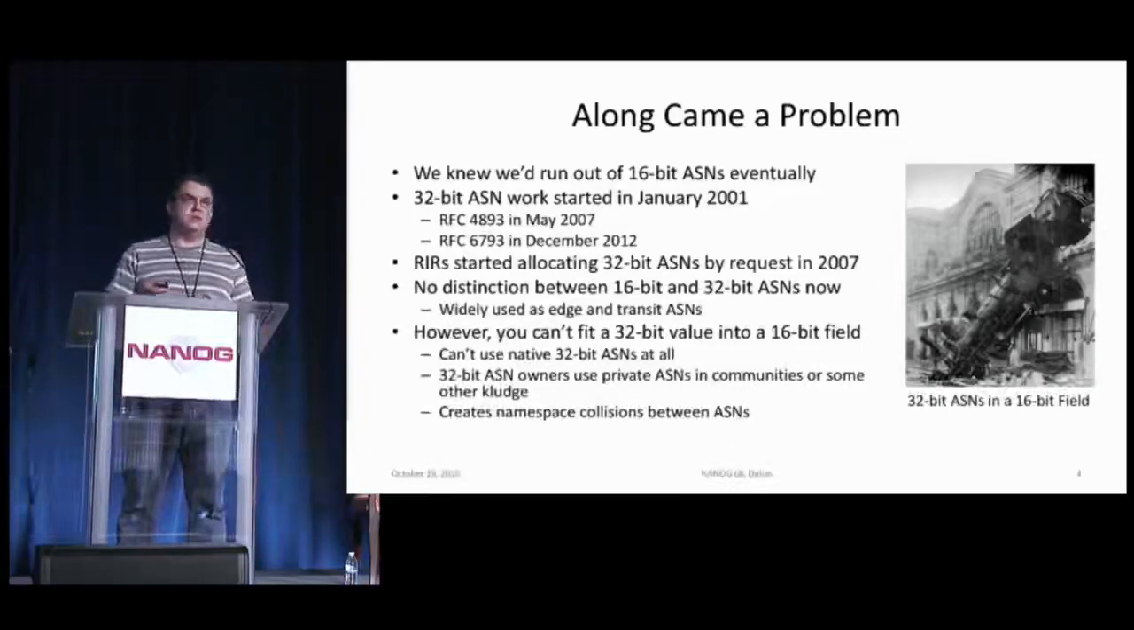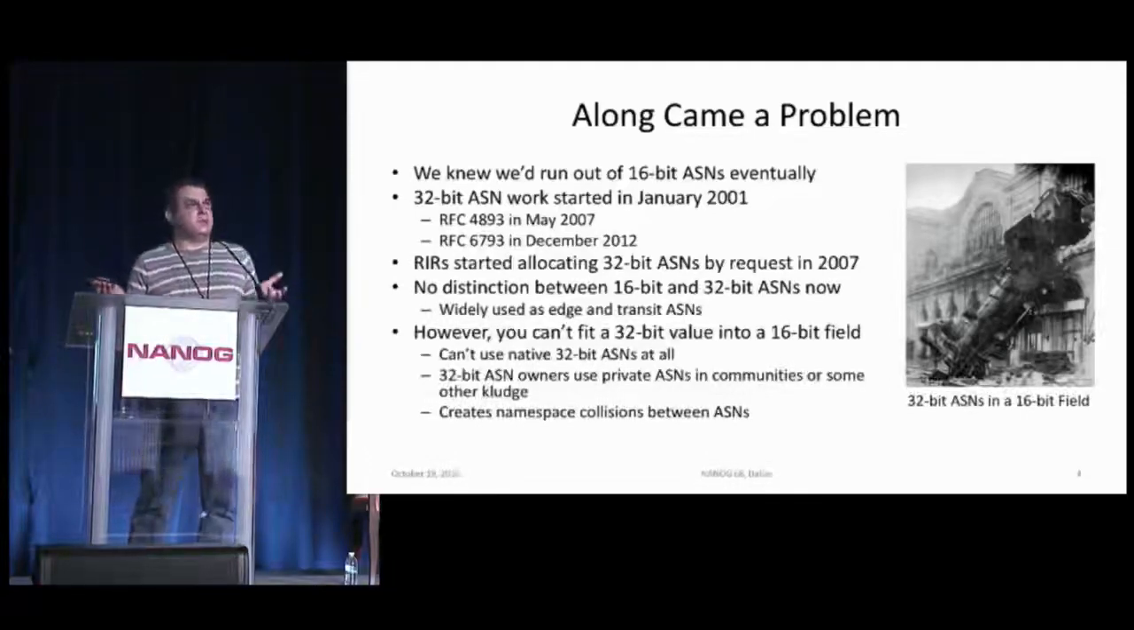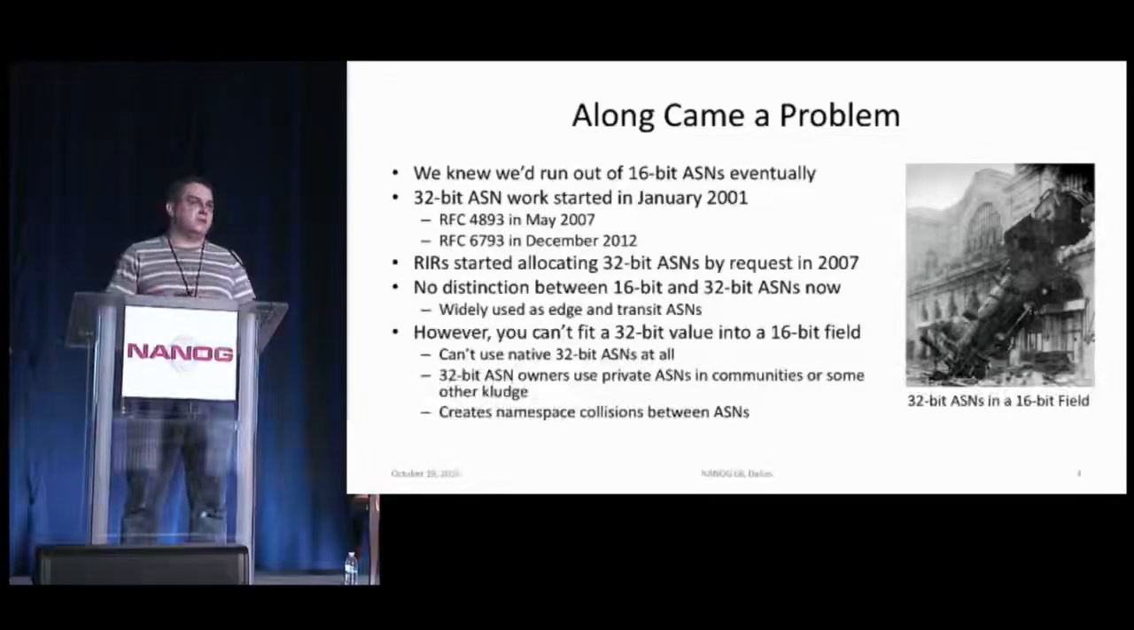The fundamental problem is that you can't fit a 32-bit value into a 16-bit field. So that means if you have a 32-bit ASN, you can't use your ASN in these 1997 communities at all. So you have to do things where you use private ASNs as your communities or some other kludge, some other strange mapping. But then there's namespace collision because it's not unique anymore, right? You're reusing something between multiple providers.